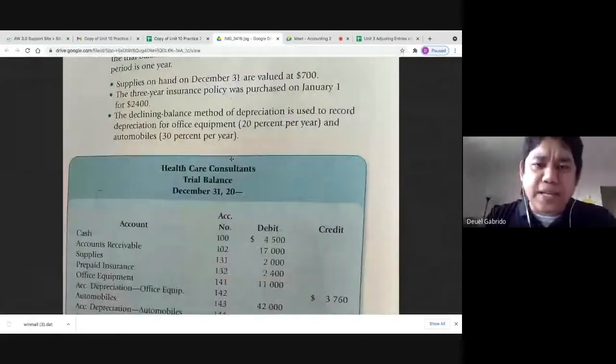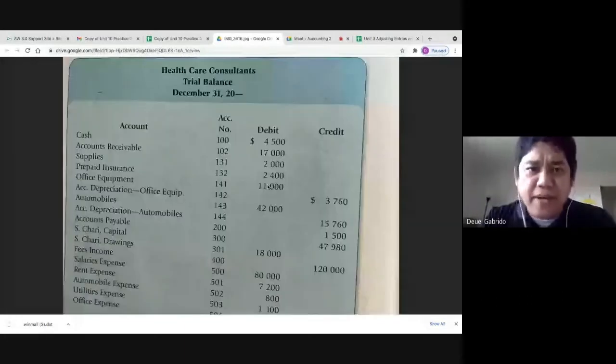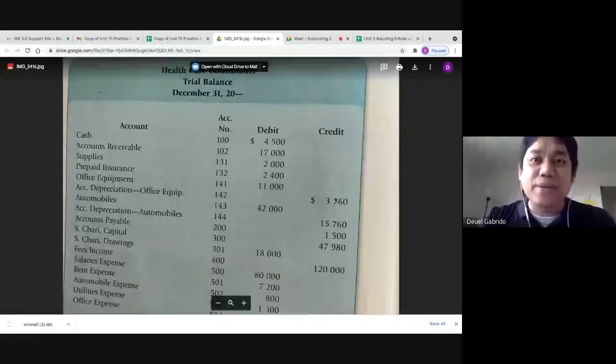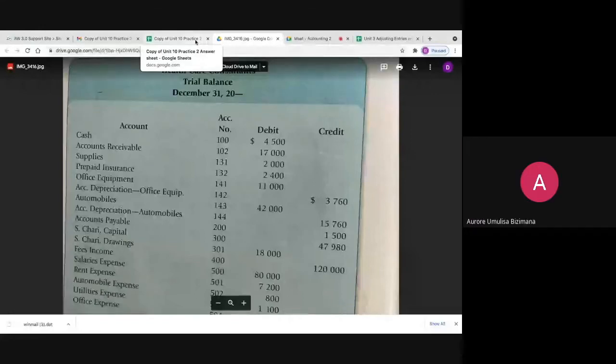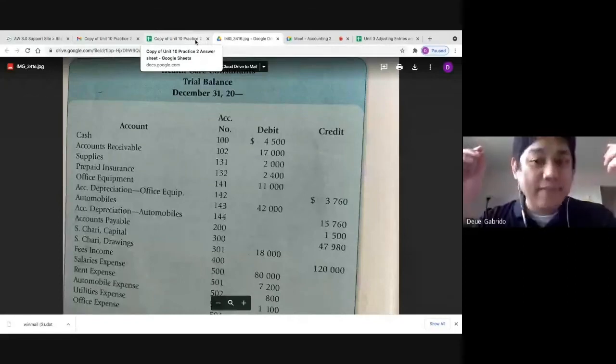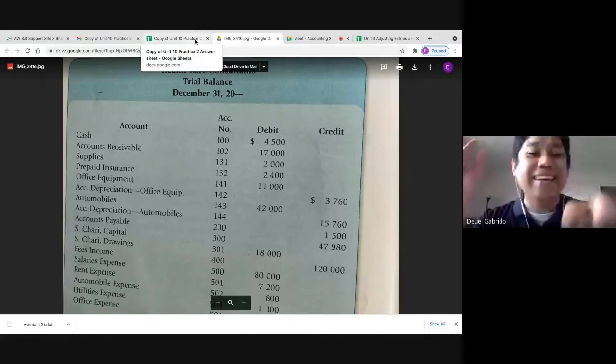So look at the office equipment here, guys, 11,000, the beginning number. There is already a decrease last year of 3,760. So what shall we do to calculate this year's depreciation? Tell me. Formula. We're going to subtract: 11,000 minus 3,760. Okay. So after getting the difference, what's next?